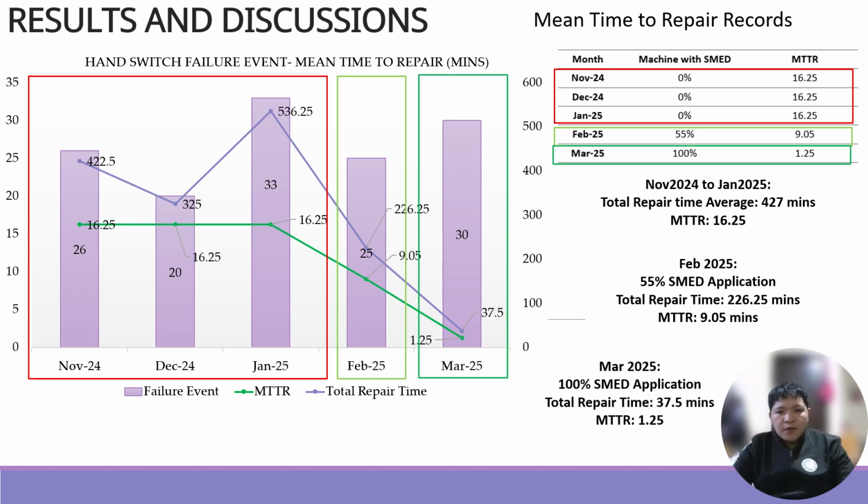And lastly, for the month of March 2025, after the application of the SMED at 100% of all the machines in the production lines, the total repair time is at 37.5 minutes at an MTTR of 1.25. But as we can see, the failure events are very similar or comparable with the other months. We have 30 times event failures concerning the hand switch.